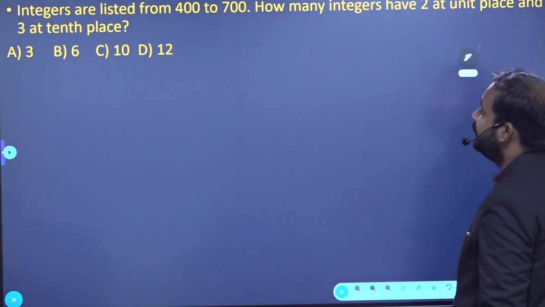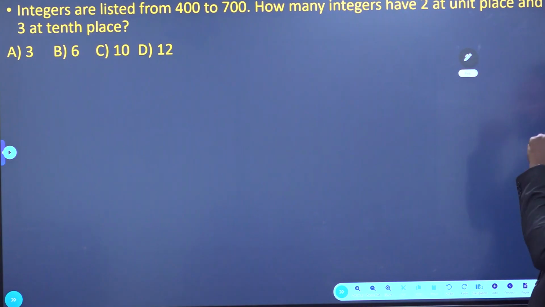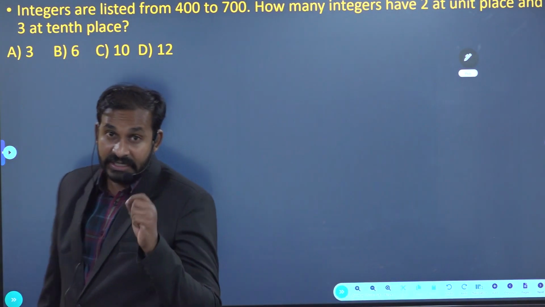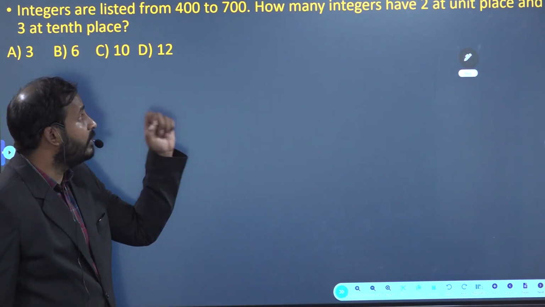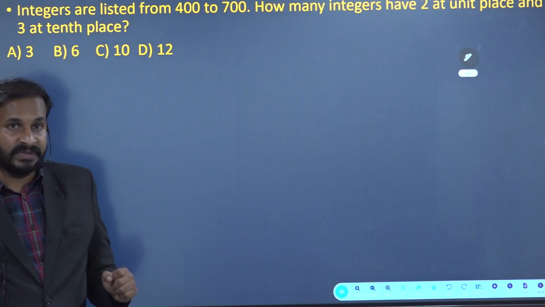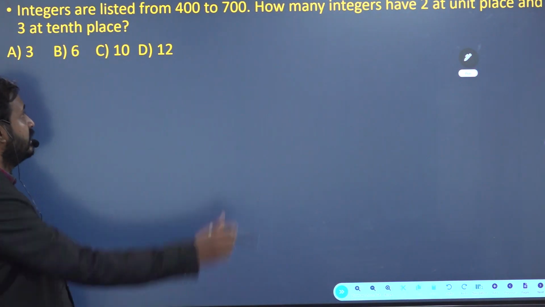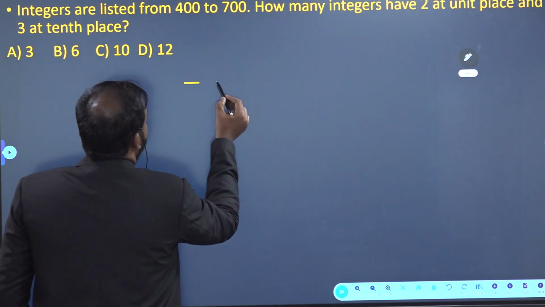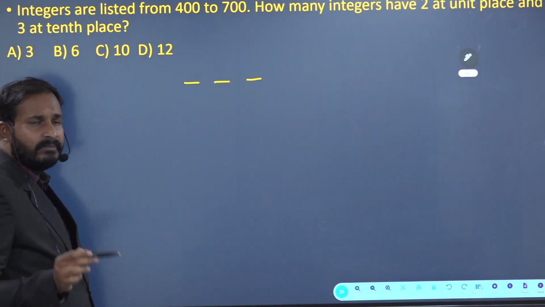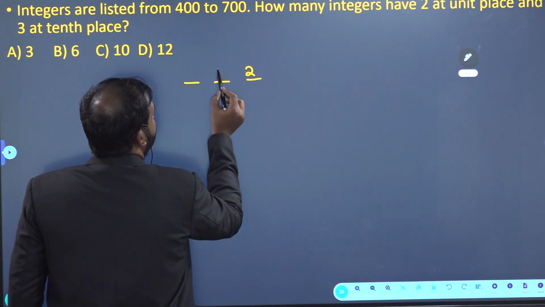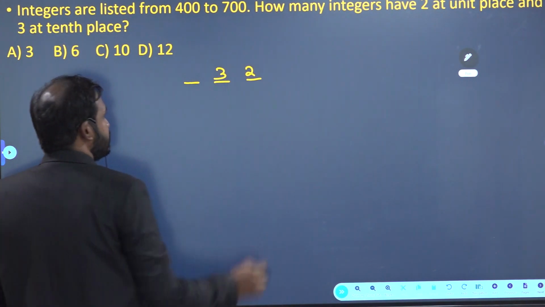Next one. Integers are listed from 400 to 700. How many integers have 2 at units place and 3 at tens place? Definitely we should find how many integers will have 2 at units place and 3 at tens place. With some general basic thinking we can do this. I should have 2 here and I should have 3 at tens place.